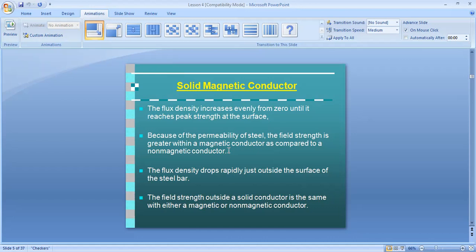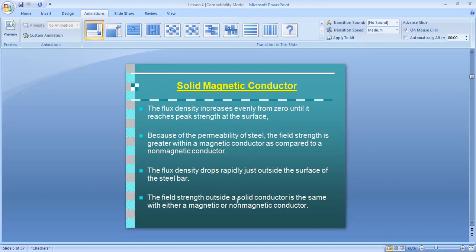We are thinking within the conductor. Within the conductor the field is high in case of a magnetic conductor. Within the conductor the field is less in case of a non-magnetic conductor. But here we are not going to check the conductor. Our purpose is to check the job, so outside the conductor, where our job is, the field is about the same for both cases, magnetic and non-magnetic.